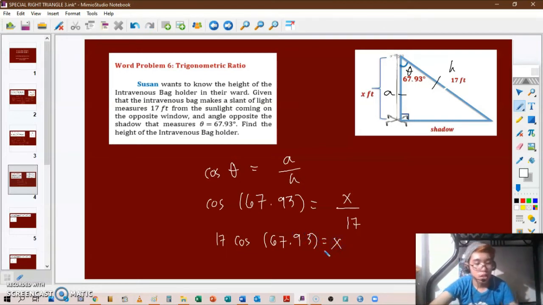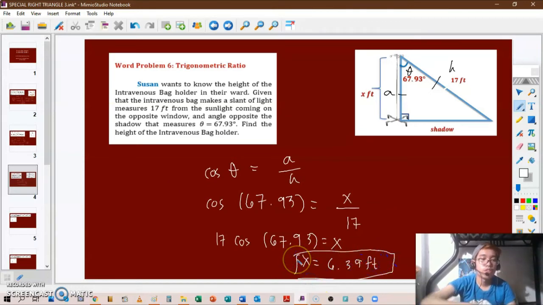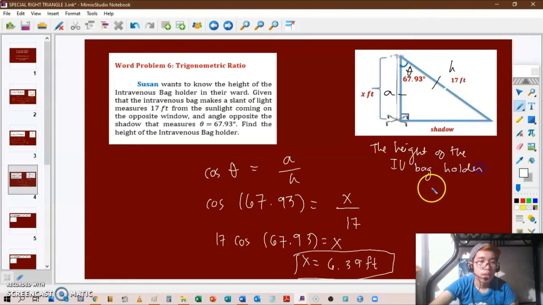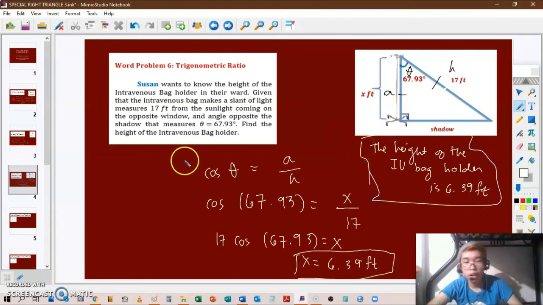So let's check. Cosine 67.93 is equal to 0.3757, and so on, times 17, so that's going to give us 6.39. So the value is 6.39 feet. The height of the intravenous bag holder, or the IV bag holder, is 6.39 feet. So it's quite a tall or an average sized IV bag holder.